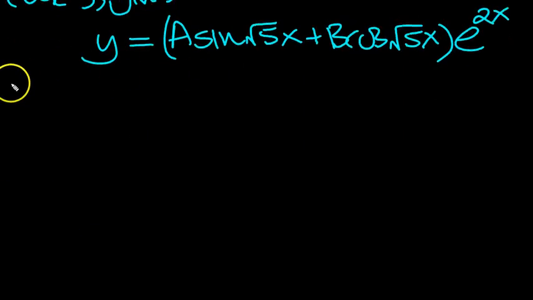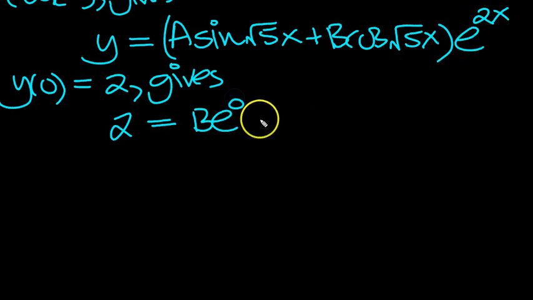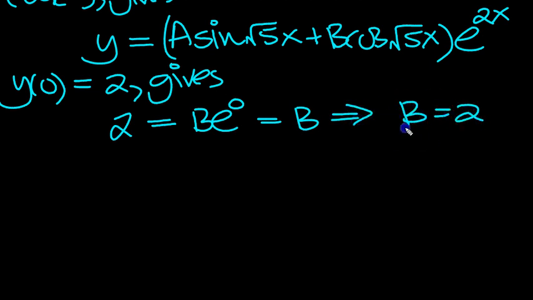So let's do the second initial condition that was mentioned. y 0 equals 2 gives: when x is 0, y is 2, so 2 equals, and x is 0, so sine 0 is 0, so that goes to 0. And cos 0 is 1, so this will be b. This is the only non-zero term, cos 0 is 1, and 1 times b is b. Then e to the 2x, and x is 0, so that's equal to b. So reading from right to left, b is equal to 2.